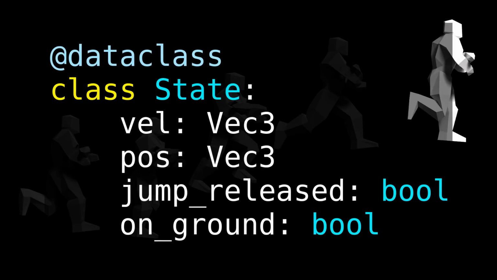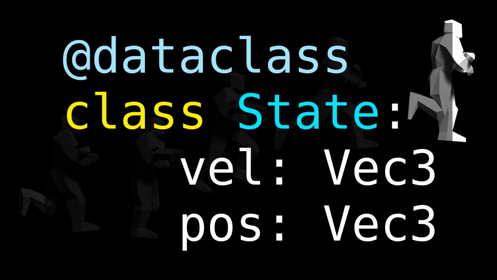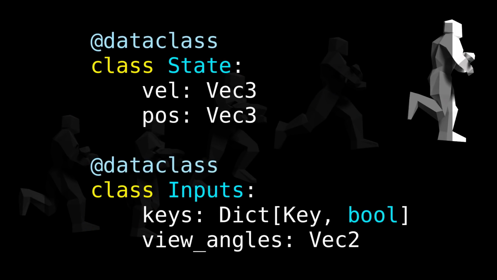In code, the relevant physics state can be represented like this. It's just the player's velocity and position, along with a couple of flags. Let's ignore the flags for now, since they're not important for this discussion. The inputs are also quite simple. Just 5 Boolean values corresponding with the arrow and jump keys, and 2 scalars which give the view angle, which is derived from the mouse position.